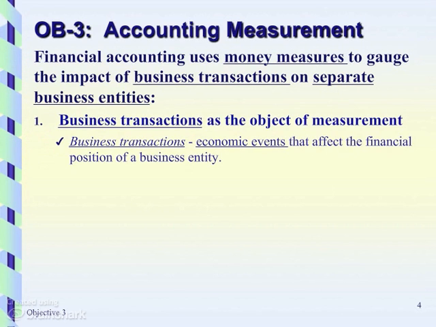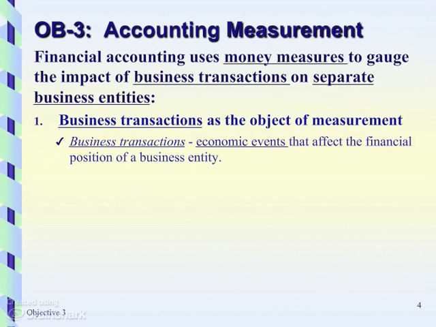So, what is measured? Business transactions are an object of measurement. Business transactions are an economic event, or some event that affects the financial position of a business entity. Transactions are basically the raw material of accounting reports, and they report the exchanges in values of things that take place within the business, such as sales or payments or purchases of supplies or repayments of loans. All of those things are different types of transactions that are measured and then reported in our accounting reports.